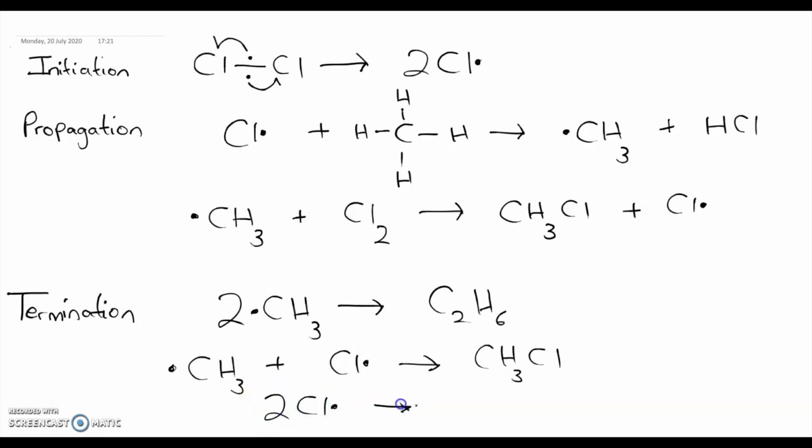So this is what the mechanism looks like. Now the propagation step can repeat many times, and this would allow you to have dichloromethane and trichloromethane and tetrachloromethane. However, I'm just going to draw the mechanism here with initiation, 2 propagation steps and a termination step.